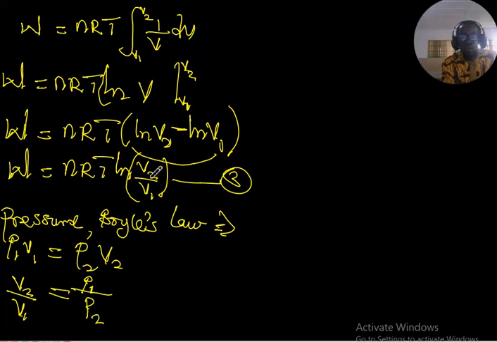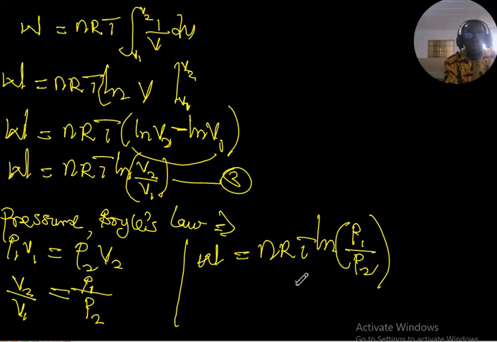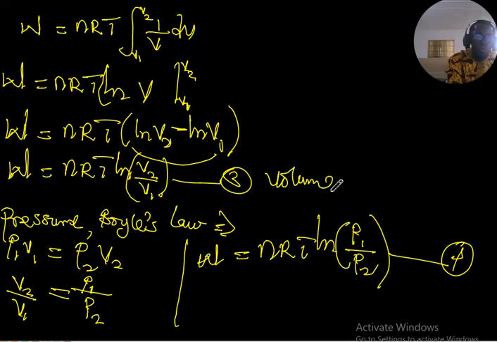Once you replace that in this equation, it becomes the work done in the reversible isothermal expansion in terms of pressure, while the first one is in terms of volume. So I'll put this P1 over P2 back into the last equation, so we have the work done equals nRT ln P1 over P2. Now this is the work done in the reversible isothermal expansion in terms of pressure. This one is in terms of volume, while this is in terms of pressure.